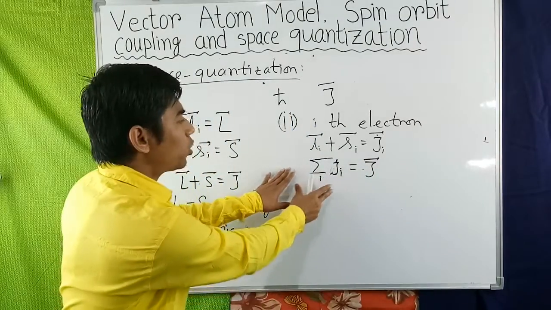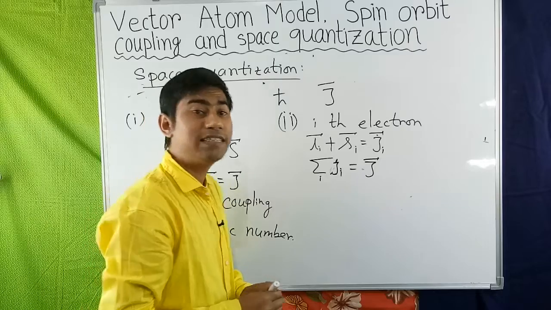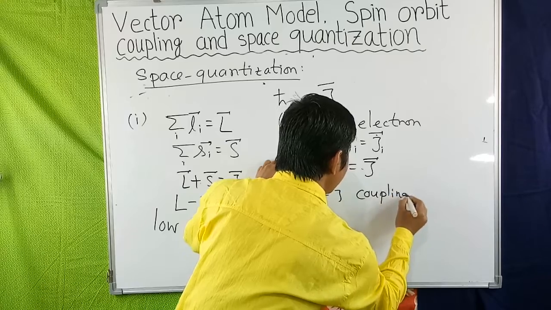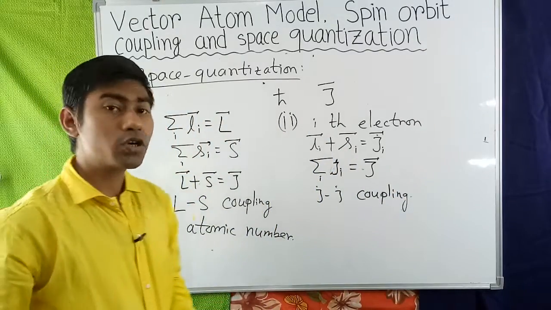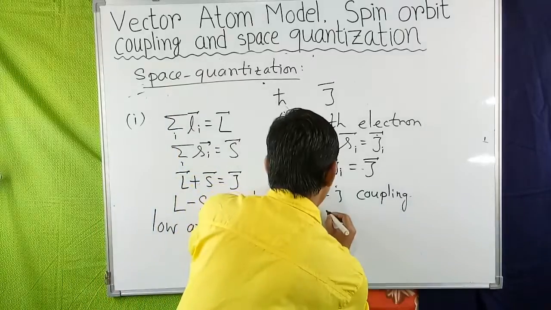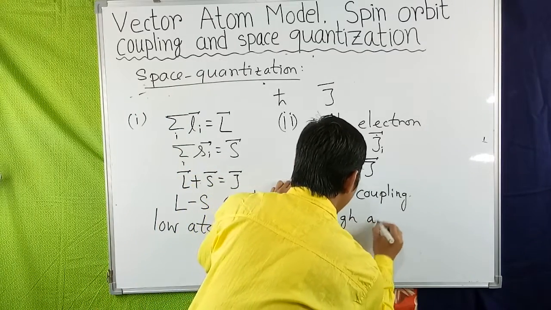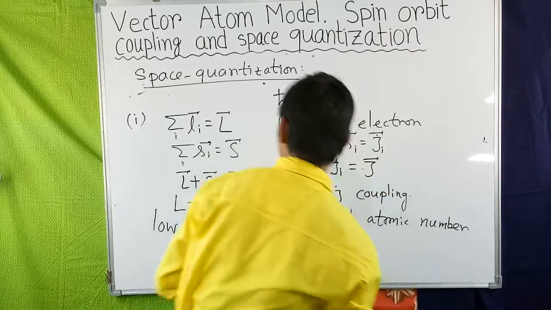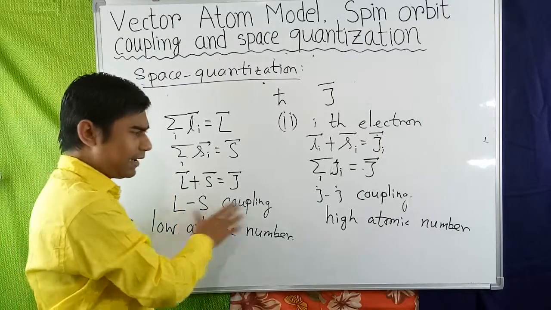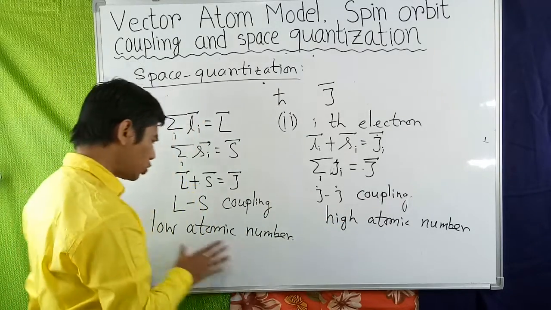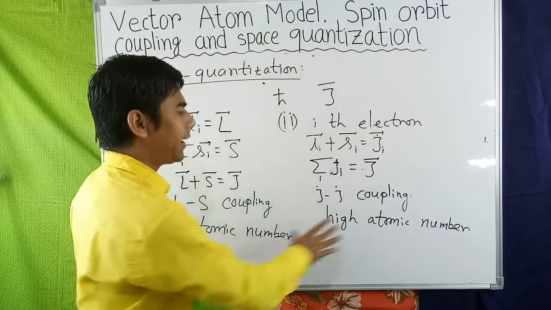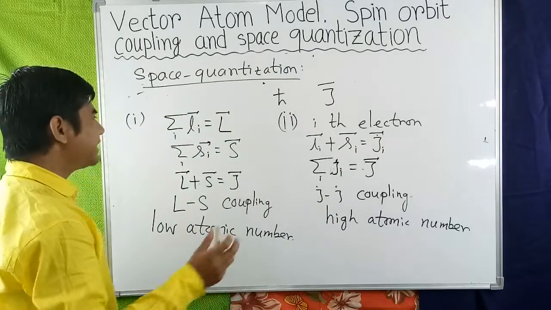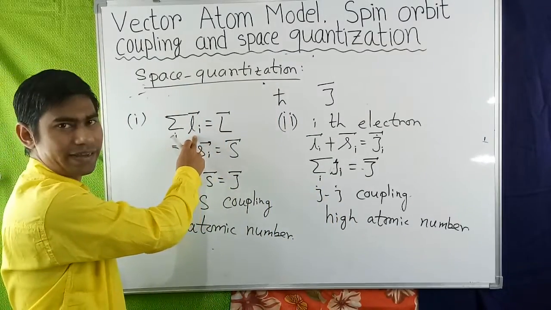This process of addition is known as JJ coupling, and it holds for atoms of high atomic number. So this is LS coupling and this is JJ coupling. LS coupling holds for atoms of low atomic number and JJ coupling holds for atoms of high atomic number. Now the addition of Li are quantized.